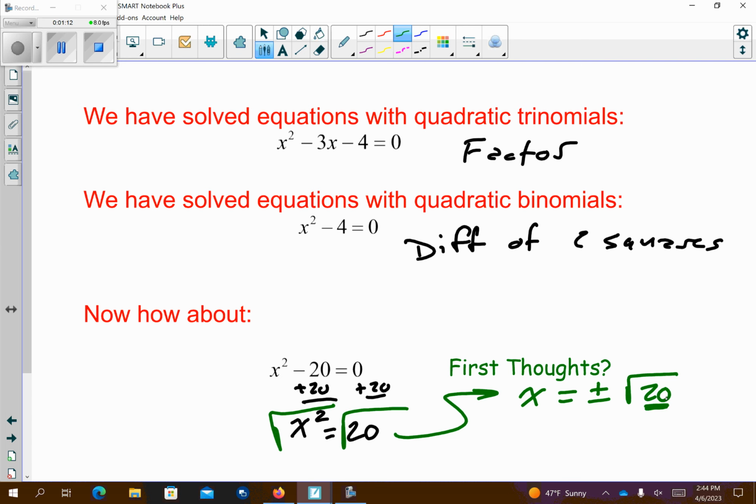Now, you need to be able to break root 20 down. You have to realize root 20 breaks down to 4 and 5. And I'm using 4 and 5 and not 2 and 10 because 4 is a perfect square. So the square root of 4 is going to give me 2, so my answer to this is plus or minus 2 square root 5. This means my answer is positive 2 square root 5 and negative 2 square root 5. There's two answers.